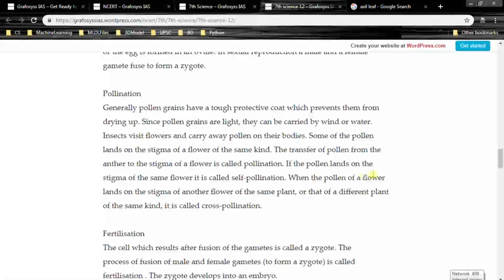If the pollen lands on the stigma of the same flower, it is called self-pollination. When the pollen of a flower lands on the stigma of another flower of the same plant or that of a different plant of the same kind, it is called cross-pollination. So pollen landing on the stigma of the same flower is self-pollination. Other than that, it is cross-pollination.